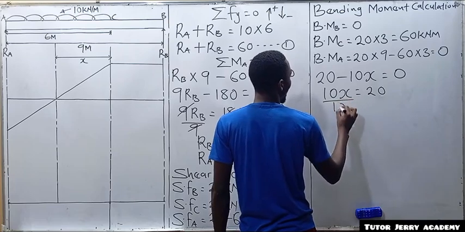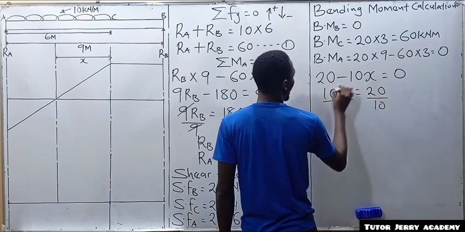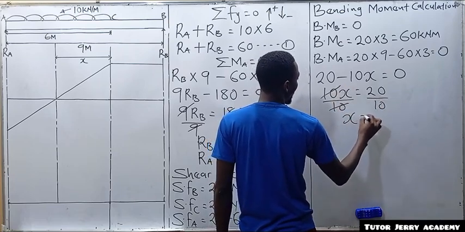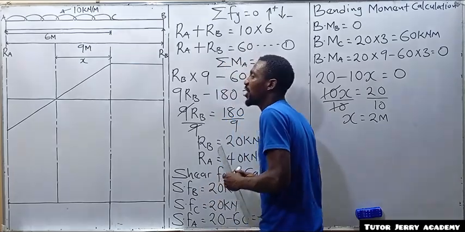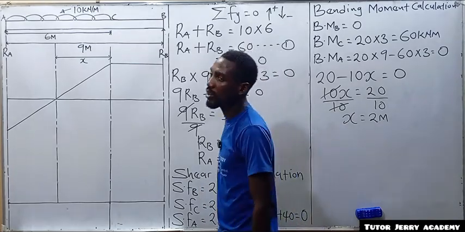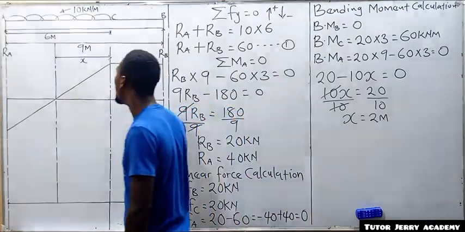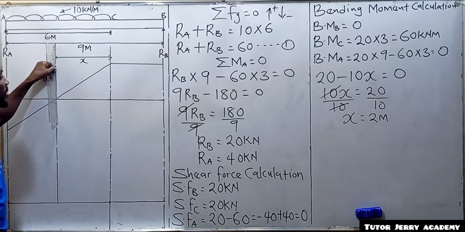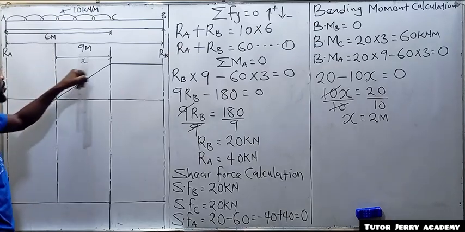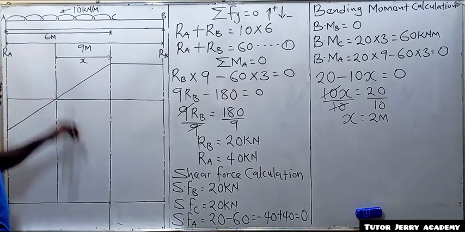Divide both sides by 10. S will be equal to 2. S is equal to 2 meters. So the distance at which our shear force is equal to 0 is 2 meters from what? From this point. Is that clear? Or you can say from point C. Is that clear? All right.